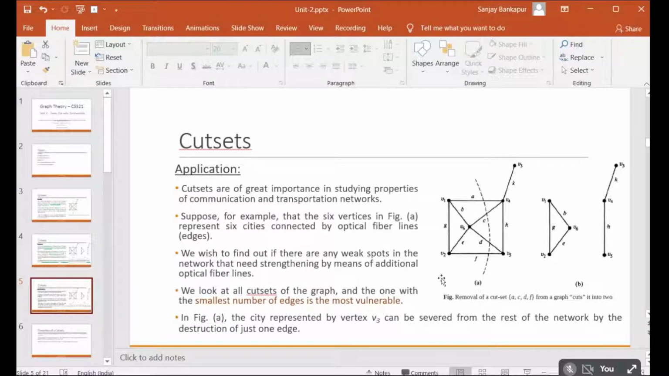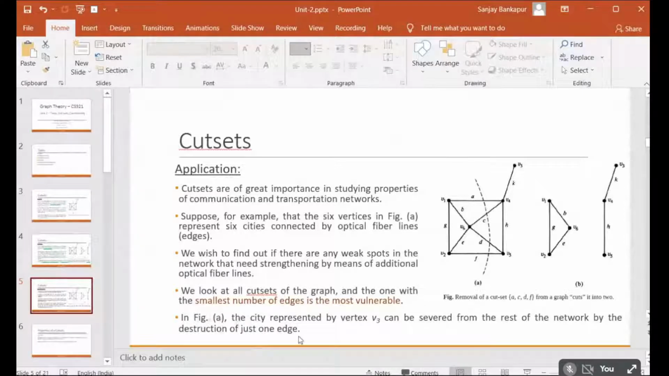So in this case, we saw that cut set K is a very weak link that disconnects V3 from the rest of the network. Why is it a weak link? Because the length of that cut set is only 1. So there is only one edge and it is a weak spot. If we look at all cut sets of a graph, the one with the smallest number of edges is the most vulnerable. That's the weak link part.